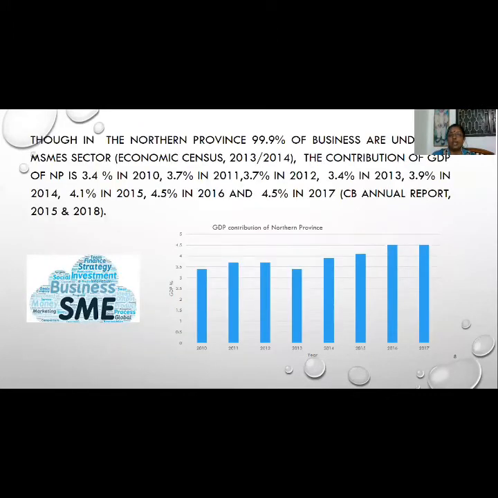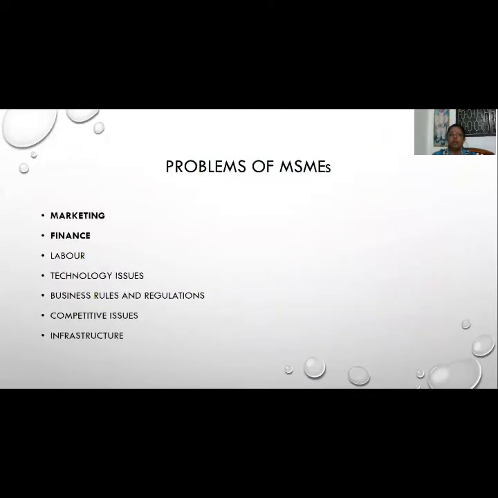Then, in the case of the Northern Province, more than 99% of enterprises are in the SME sector. The GDP contribution of the Northern Province is below 5% from 2010 up to 2017. This is the nature. Then, SMEs are facing huge problems.